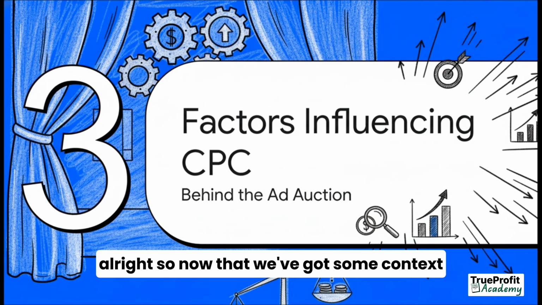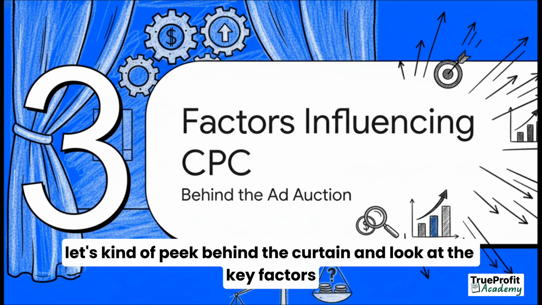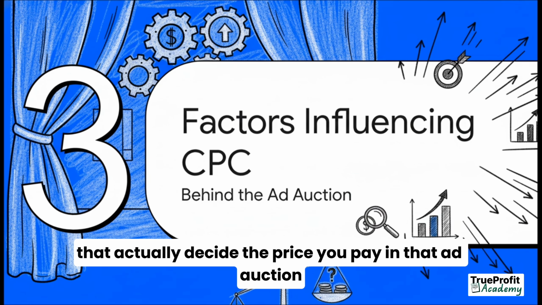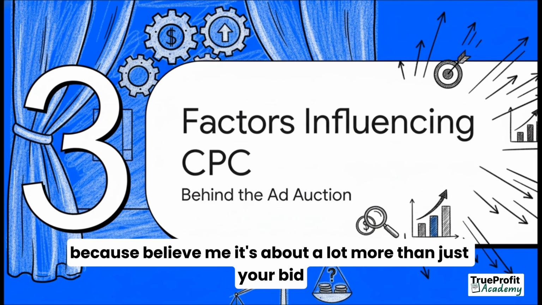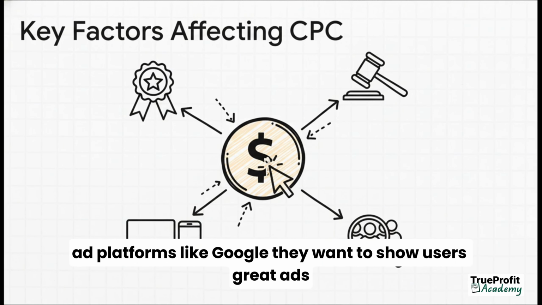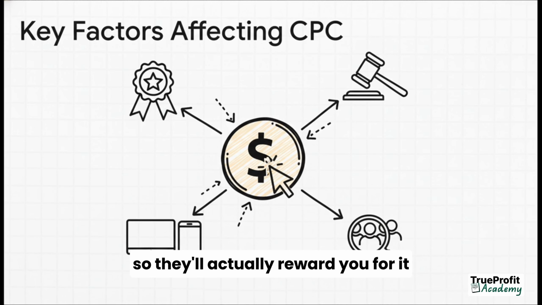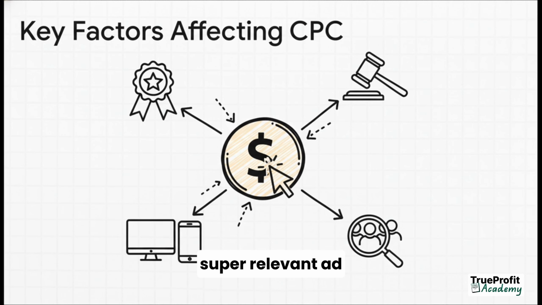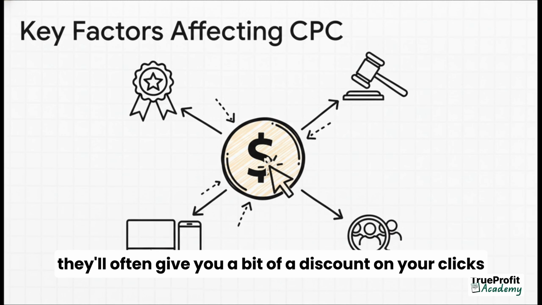All right, so now that we've got some context, let's peek behind the curtain and look at the key factors that actually decide the price you pay in that ad auction. Because believe me, it's about a lot more than just your bid. So here's something you've got to understand. Ad platforms like Google want to show users great ads. It makes for a better experience. So they'll actually reward you for it. If you have a high-quality, super relevant ad, they'll often give you a bit of a discount on your clicks.